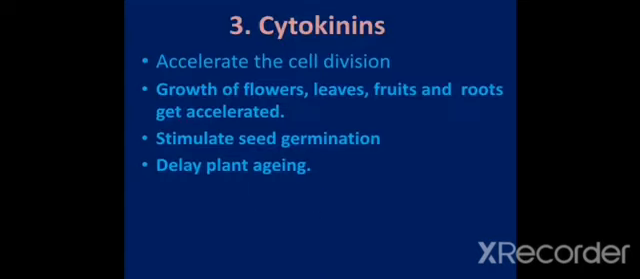The third plant growth substance we are going to talk about is cytokinins. It accelerates cell division. Growth of flowers, leaves, fruits and roots gets accelerated by cytokinin. It stimulates seed germination and delays plant aging.